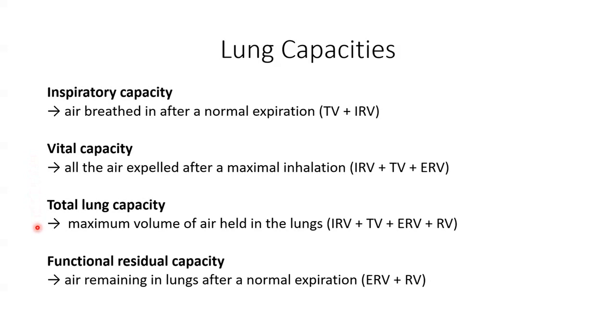Our total lung capacity is the absolute maximum volume of air that can be held within our lungs. Total lung capacity is calculated by summing all of our four lung volumes. And then our functional residual capacity is the air that remains in the lungs after a normal expiration and is made up of our expiratory reserve volume and our residual volume.